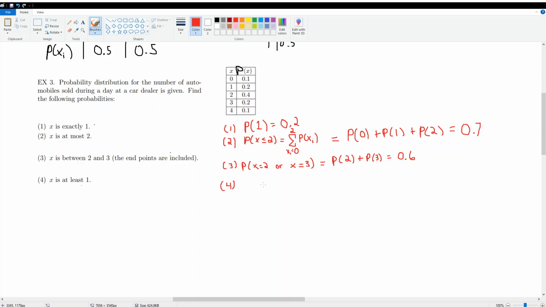So now we're asked, what is the chances X is at least 1? Put another way, that's P of X is greater than or equal to 1. That's the same thing as saying the probability that X is greater than 0. So by the complement law, that's 1 minus the probability that X is 0. So we have 1 minus 0.1, and that leaves us with 0.9.